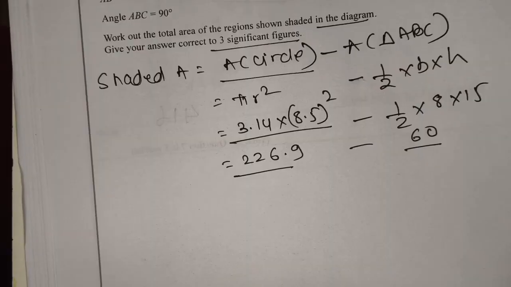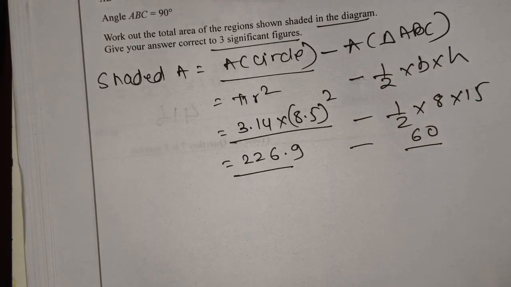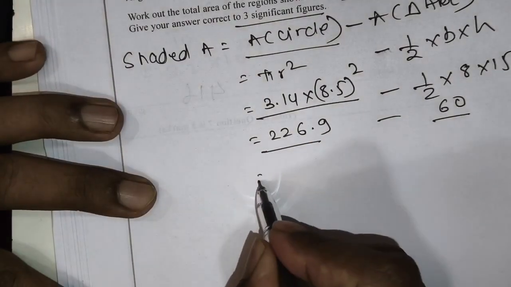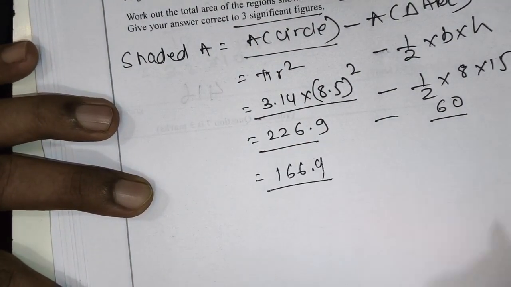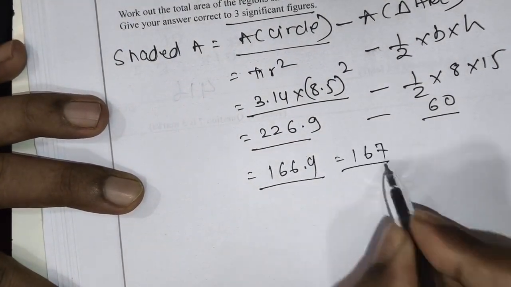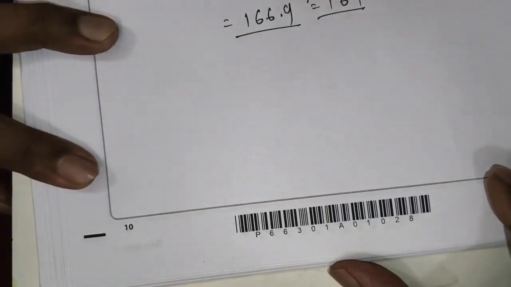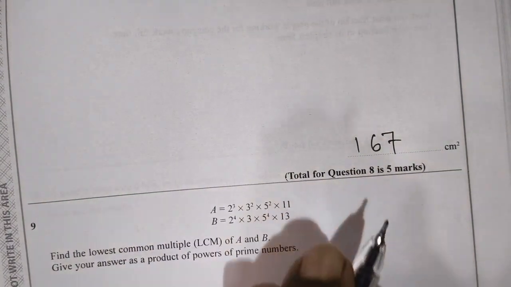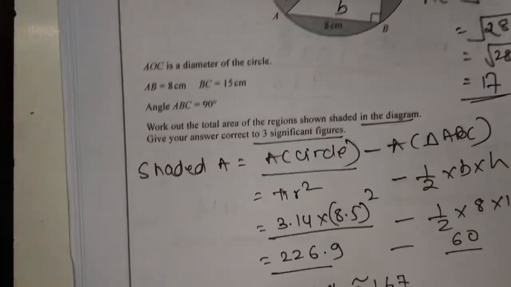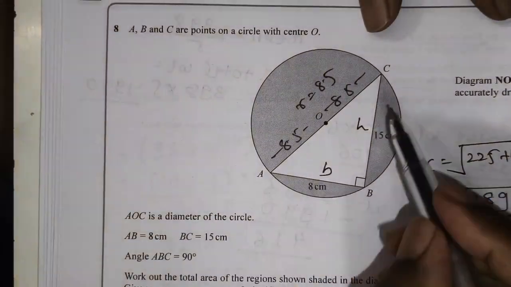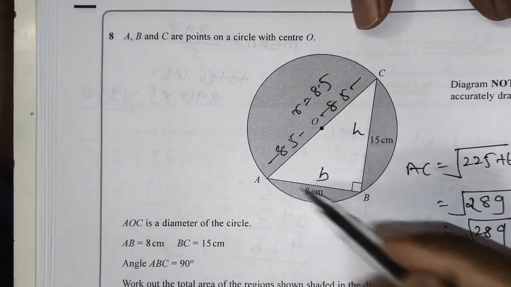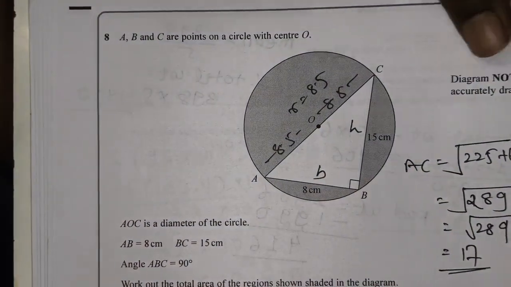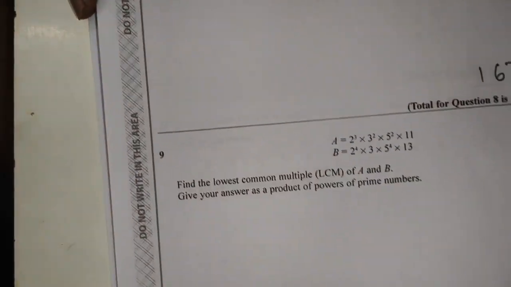Correct? So what is 226.9 minus 60, which is equal to 166.9. You can write it as 167 to 3 significant figures. Correct? So my answer is 167. Quite easy, very easy question. No need to panic. Correct? Just always ensure that you know the area of a circle and subtract the area of this triangle. Very easy. Let's go to the next question.